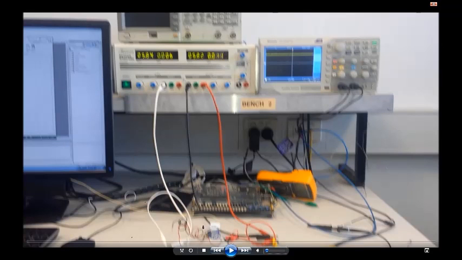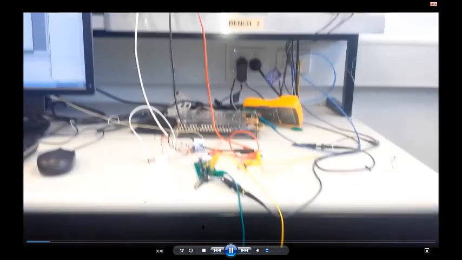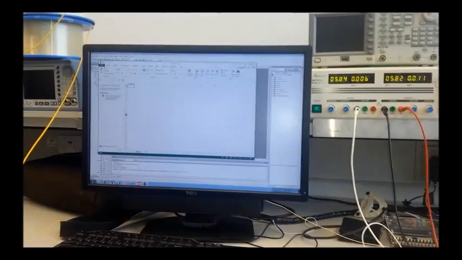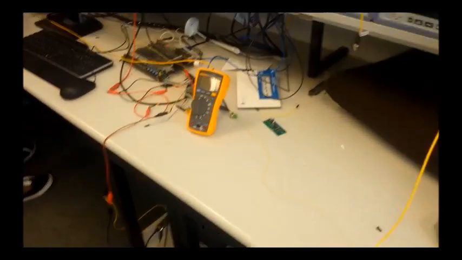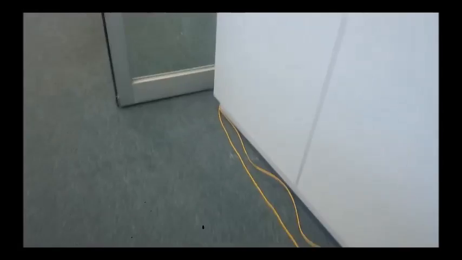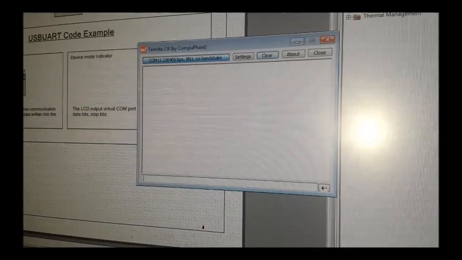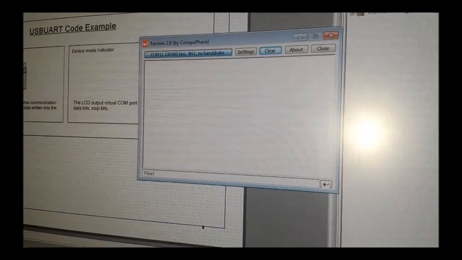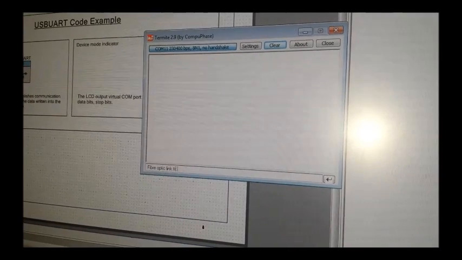Now here is a quick video of our transmitter and receiver units connected to the Clayton Caulfield link. Now here is us sending data.